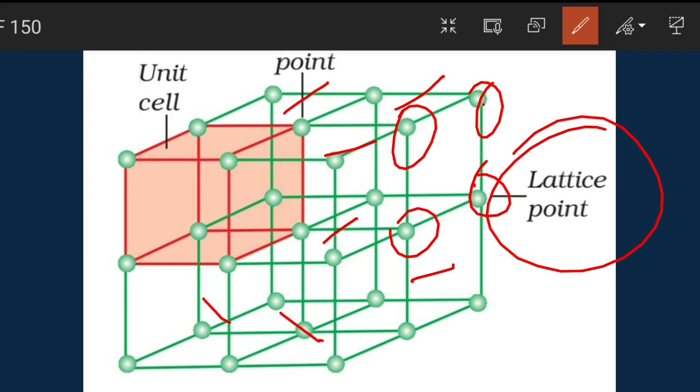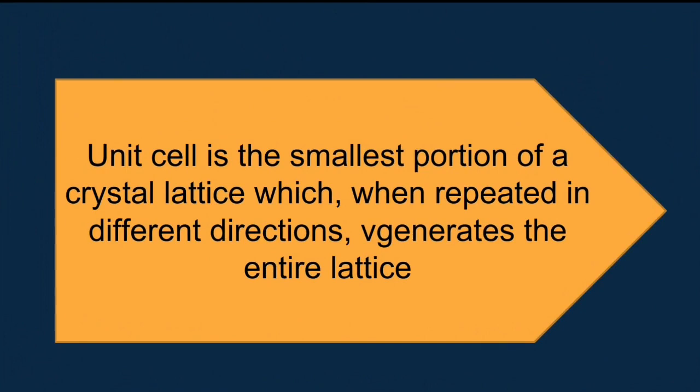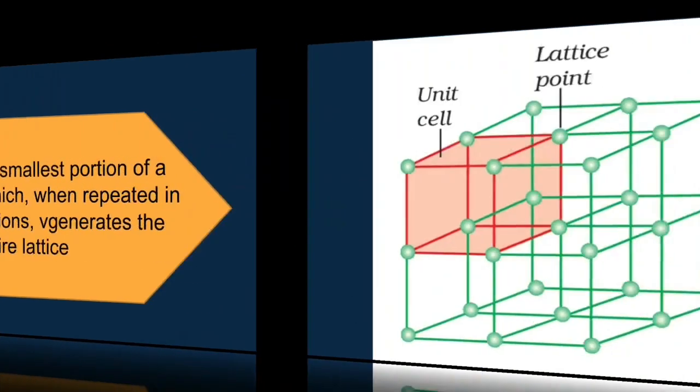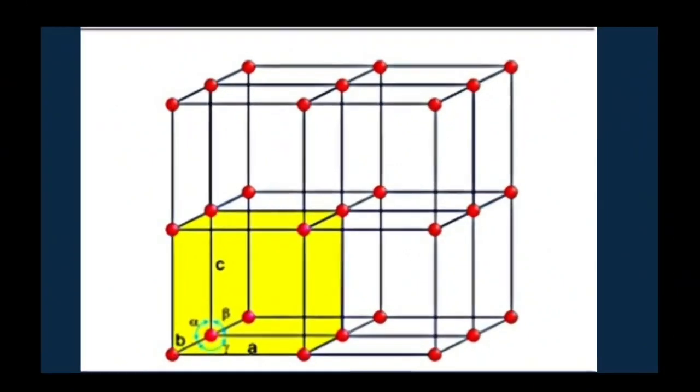That same square, when you keep it to the other side, you will get the other part. That same square is repeated everywhere, in all directions, to give that entire crystal. So that is called the unit cell. A unit cell is the smallest portion of a crystal lattice, and it is repeated in all directions to generate the entire crystal.